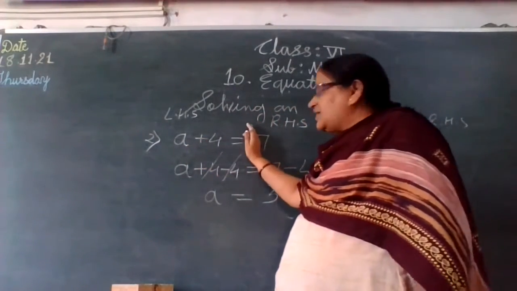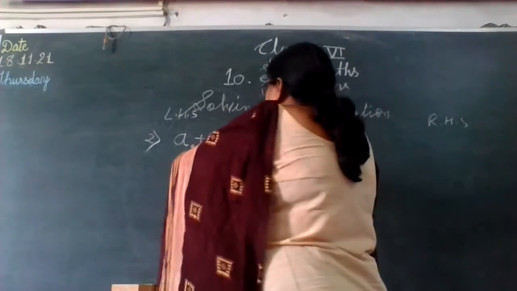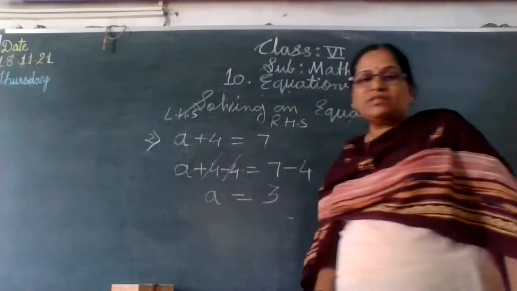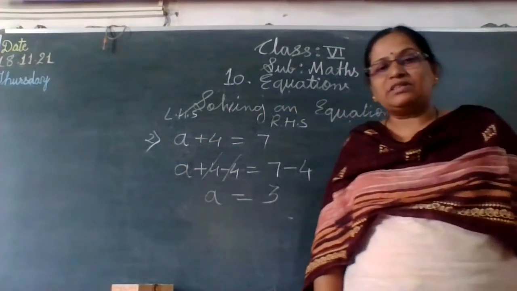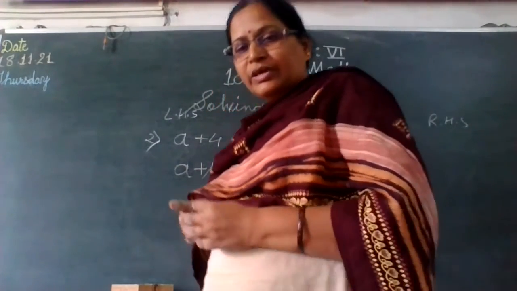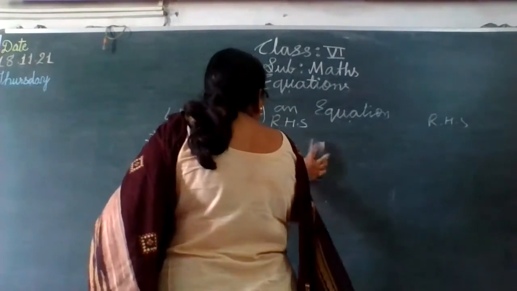You can check your answer. See children, on the right hand side we have 7. Put the value 3: 3 plus 4 is 7. Yes. Now see, the left side becomes equal to the right side. Got it, children? Okay. So let's see another example.